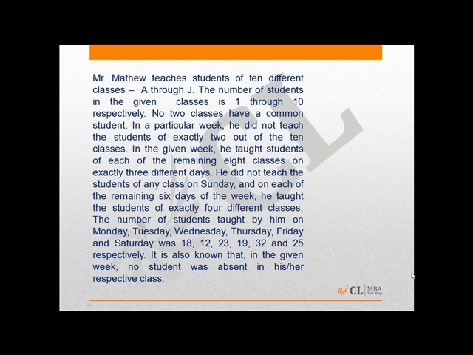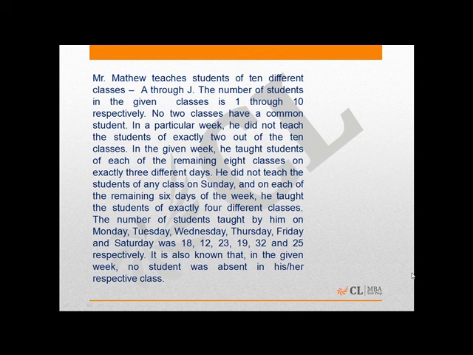This question talks about Mr. Matthew, who teaches students of 10 different classes named from A through J. The number of students in the given classes is 1 through 10. That means class A has 1 student, class B has 2, class C has 3, and so on. Class J has 10 students. No two classes have common students.